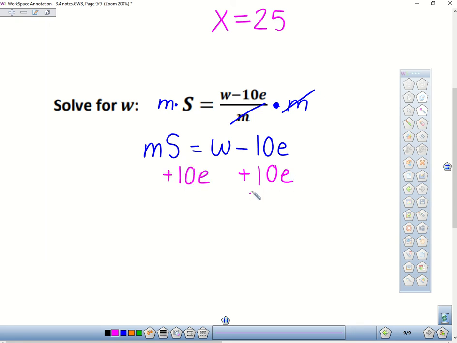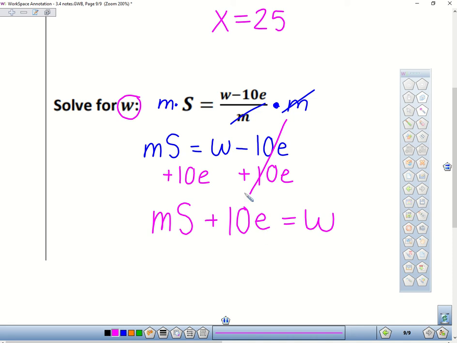That's going to allow me to cancel out the 10e on my right, and that's going to leave me with M S plus 10e equals the w that's left over here. And that would be our final answer because we've gotten w by itself. You know you're done with the problem when whatever you're solving for is alone on one side of the equation. That's when you know you finished it.